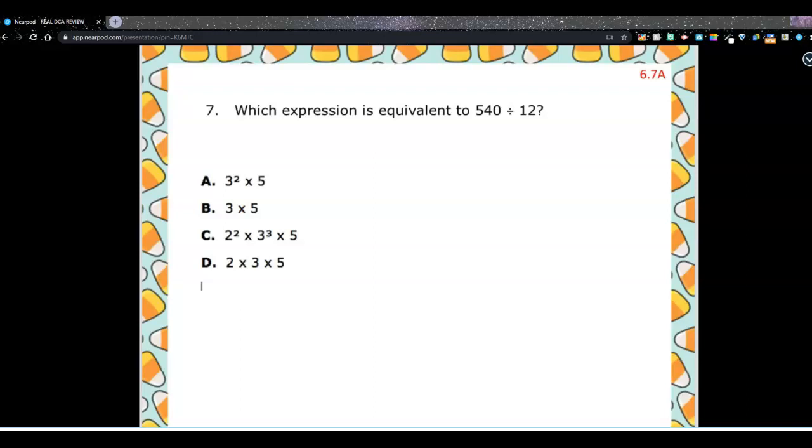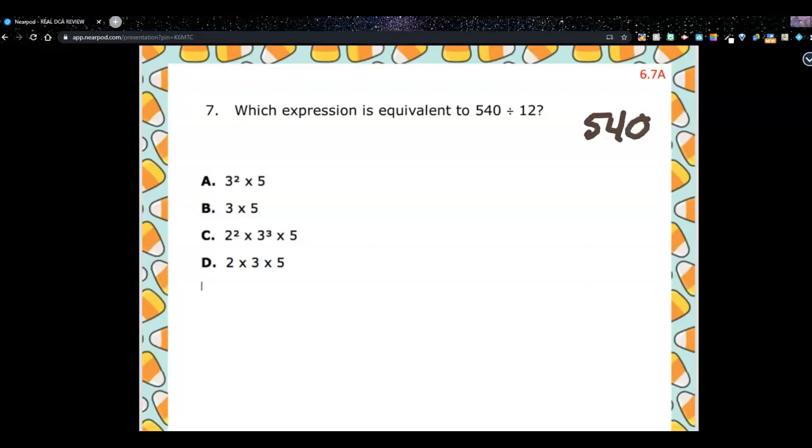Which expression is equivalent to 540 divided by 12? Well, they should have a number there instead of another problem, so we actually have to do this before we can do anything else. So I would have 540 divided by 12. How many times can 12 go into 54? 12 times what? Do we have to practice our 12s? 12 times 4 is 48. And that would leave me a 6 and a 0.